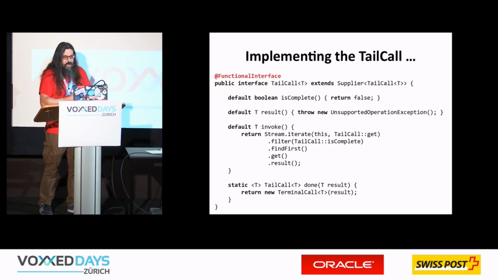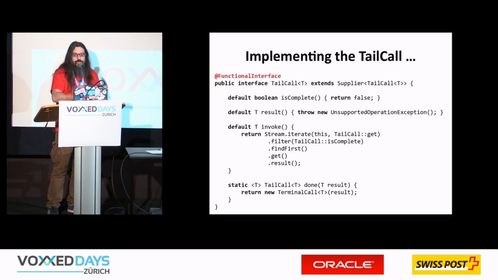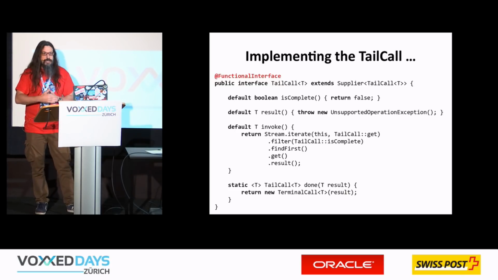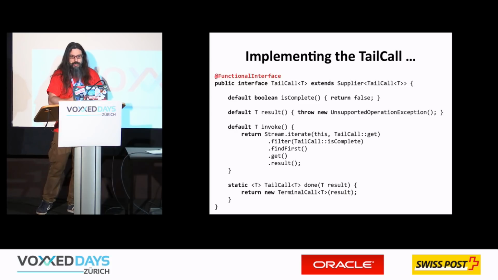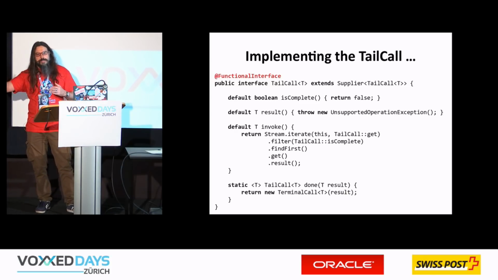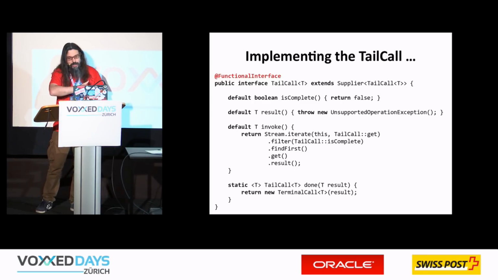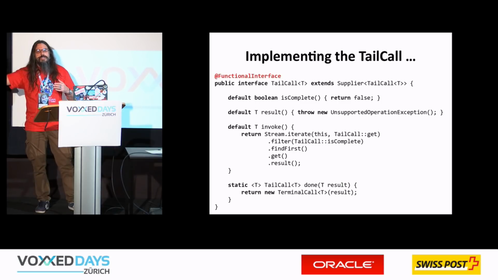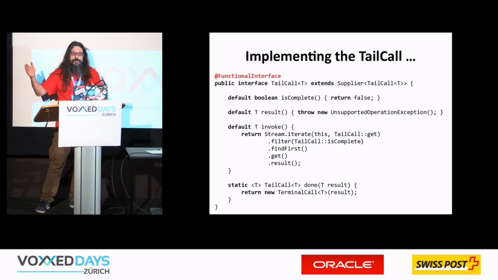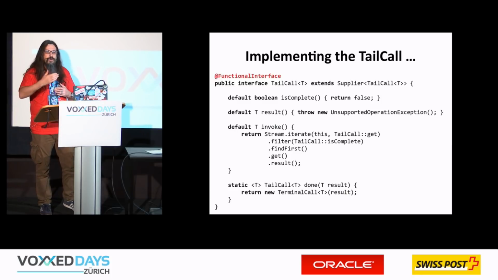So this is an intermediate tail call, so it's not complete; it returns false. You cannot ask it for the result, you will get an exception. But when you invoke it, you will call this linearized stream of functions one after the other, as I showed in the former slide, until you get the result.